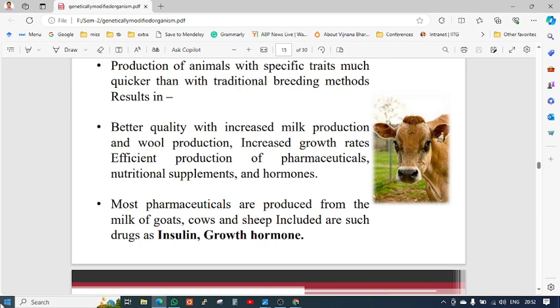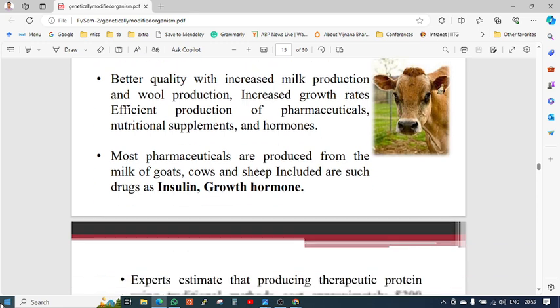You have heard of the Jersey cow and different types of hybrid cows and buffaloes. These are nothing but GMO techniques or synthetic biology. Most pharmaceutical products are made in the milk of goats, cows and sheep, such as insulin and growth hormone. These can be produced from GMO.